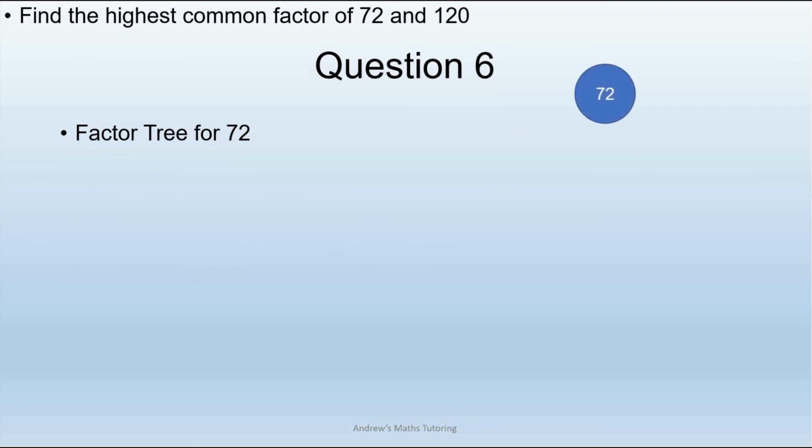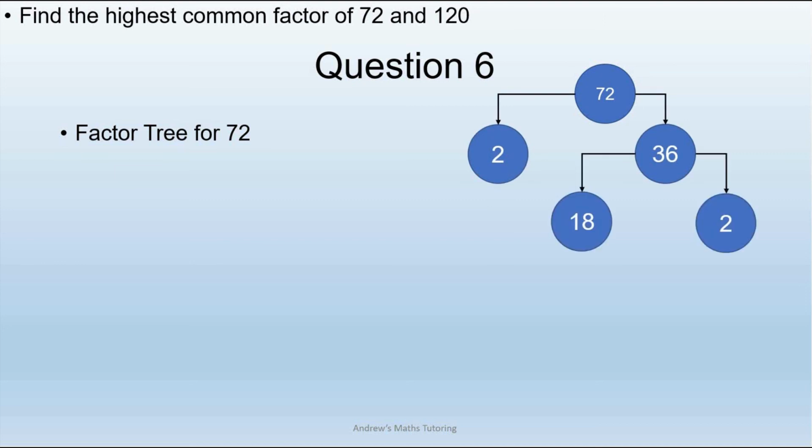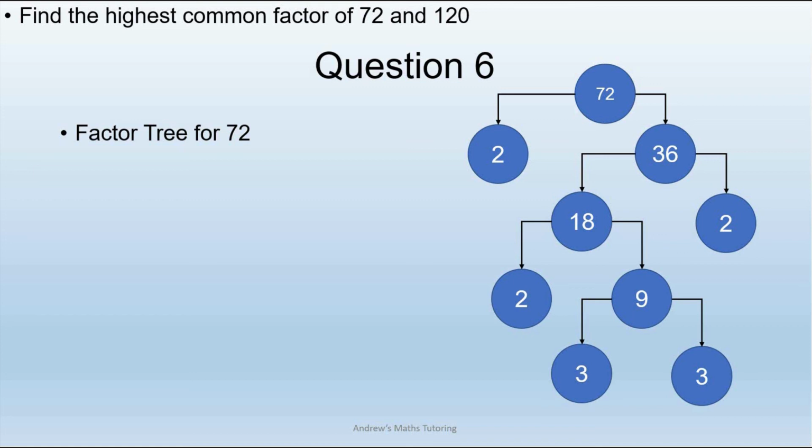We take the number 72, and if we divide it by 2, we get the number 36. We then need to break down 36 further, and that breaks down into 18 and 2. 18 can be broken down into 2 and 9, and then 9 can be broken down into 3 and 3. Every prime number in this tree, when multiplied together, will give 72. So in this situation, we have 2 times 2 times 2 times 3 times 3.